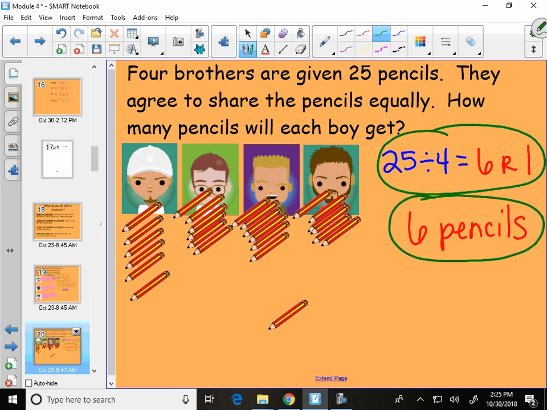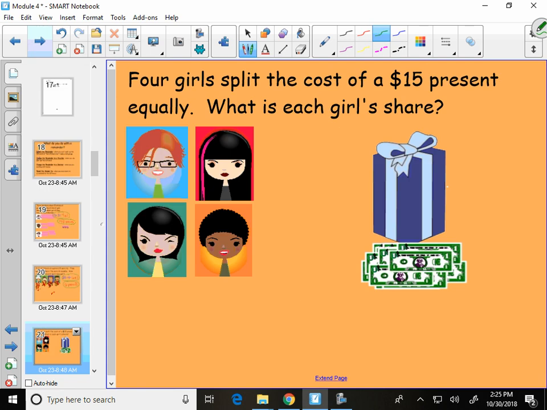In this case, it doesn't make sense to split up that extra pencil. In this case, it makes sense to ignore it. So it's super fair. Everybody gets 6 pencils. All right, let's do a third problem.